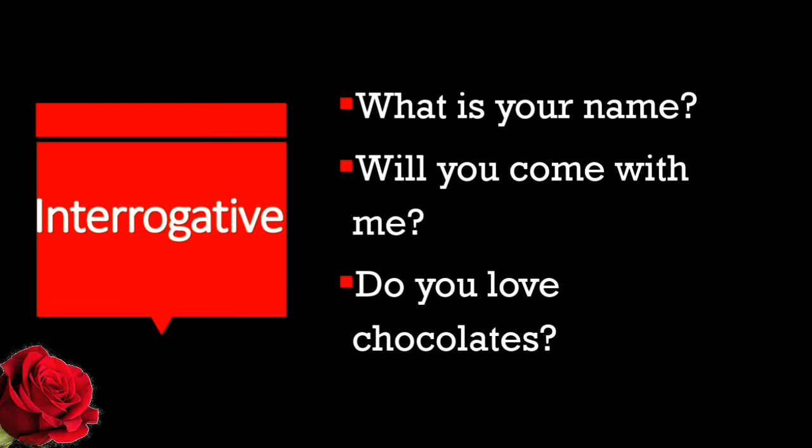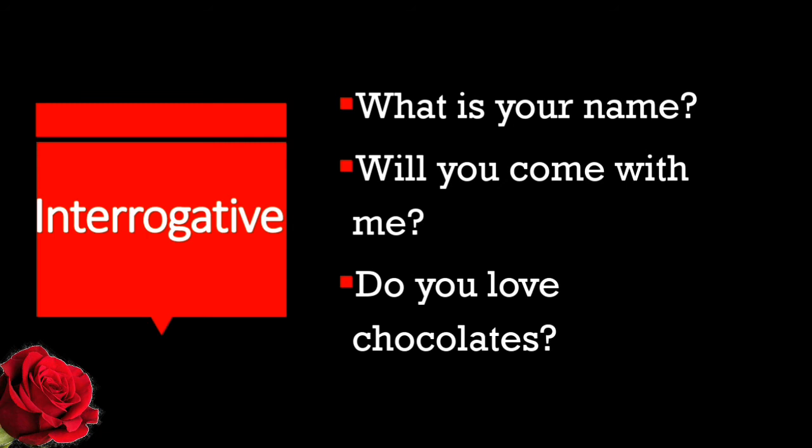Interrogative sentence. Interrogative sentences interrogate or ask questions. There are two types of questions. They are WH questions and yes or no questions. Interrogative sentences begin with question words. Example, what, where, do, does, did, can, will, etc. and end with question marks. Let's see some examples now.